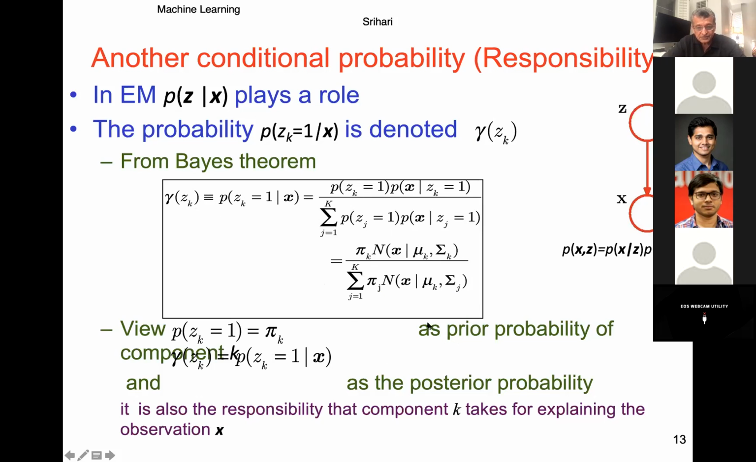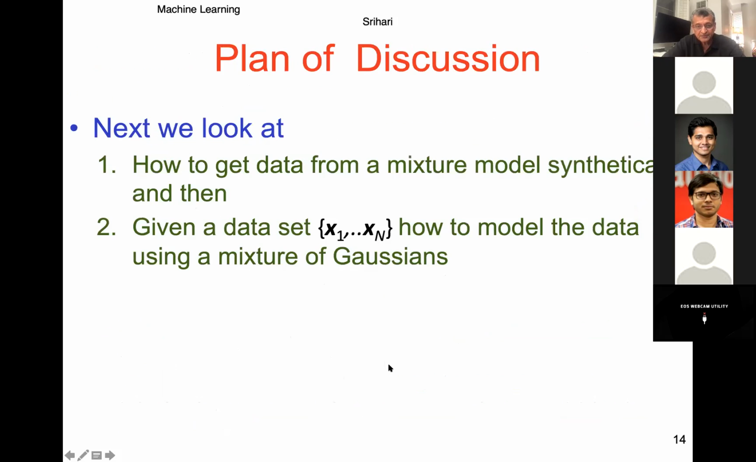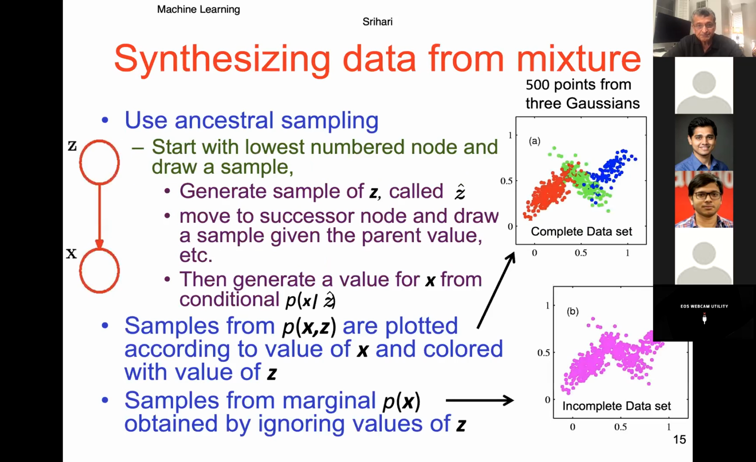All right. So we can think of p of zk equal to 1 equal to pi k, and that is being viewed as a prior and posterior probability. And so this is getting pretty complicated. Next, we look at how to get data from a mixture model synthetically, and then given a data set, how to model the data using a mixture of Gaussians.